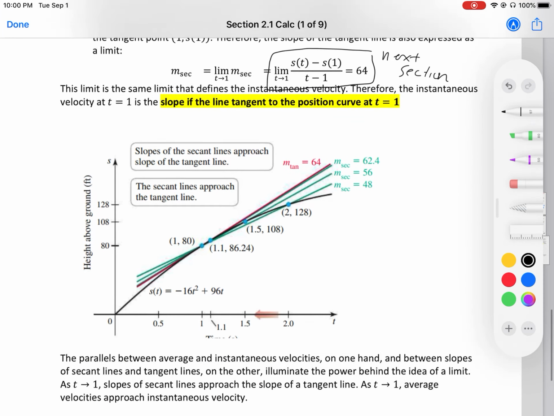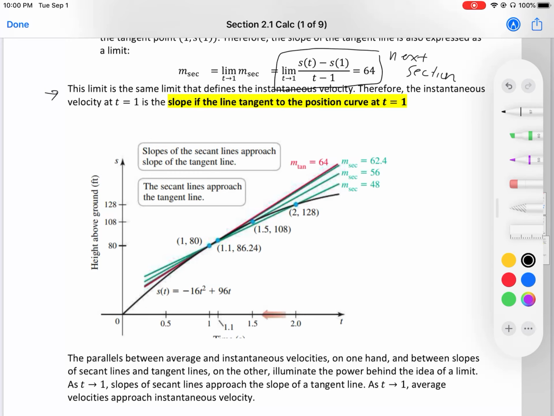And we'll see by this picture that this limit is the same limit that defines the instantaneous velocity. Therefore, the instantaneous velocity at t equals 1 is the slope of the line tangent to the position curve at t equals 1. So don't let the m throw you off. That's just your slope, right? m equals slope. So we're talking about slopes between points. And just as our captions say, the slopes of the secant lines approach the slope of the tangent line. So we're talking at 1, which is this line right here, at 64.